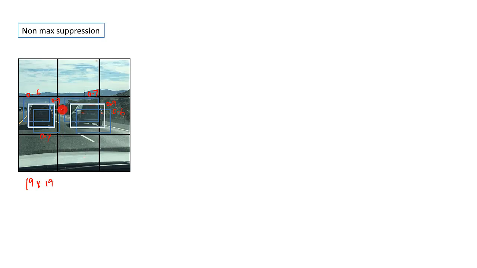Conversely, if the IOU is low, then there is a higher chance that the boxes are for different objects, since there is less overlap. So that is the basic idea here. That is what we call non-max suppression.